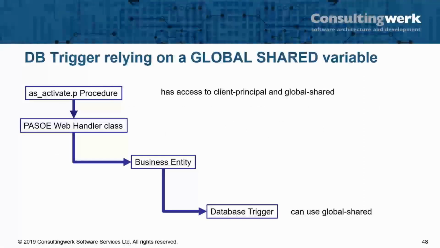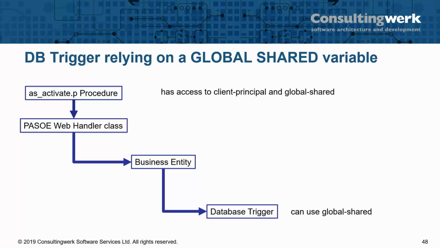So what can we do there? When we have a situation where we have a PaaS-OE web handler that provides access to a business entity, and that might be calling a database trigger procedure that is also still used by the existing application, then we may have discussions with customers saying, no, we can't change that database trigger. It needs to keep using the global shared variable, so to know who is the user, for instance.